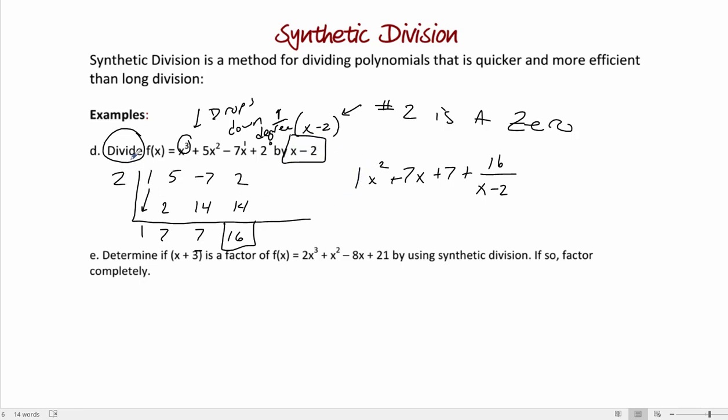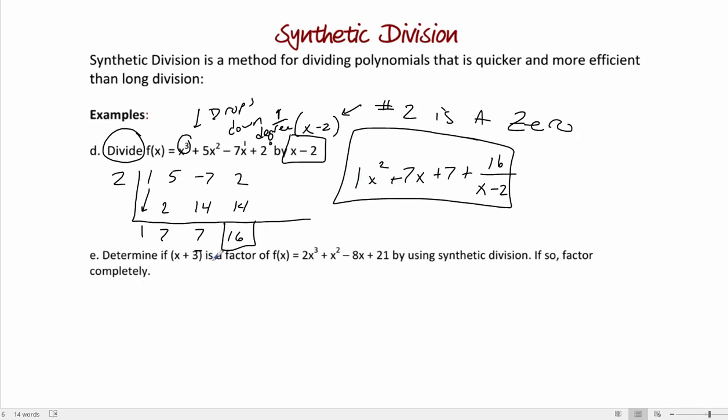Some of you might be like, well, this is actually a 2. I'm dividing it by 2. Yes, but with synthetic division, you're actually dividing it by this binomial. You're just not accounting for it in your work. Okay, but at the end, you need to bring it back. So this is your answer for part D.